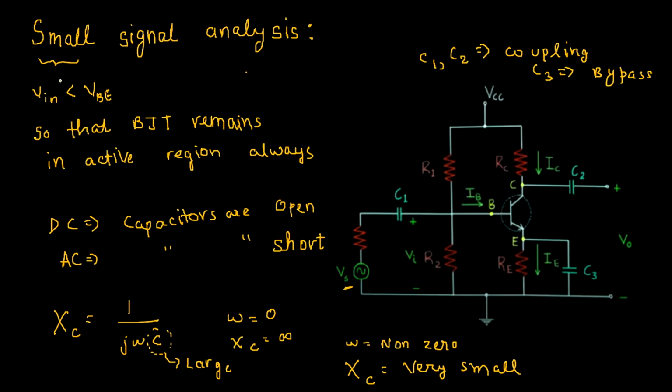The most important factor here is that we'll only be looking at small signal analysis. So your input voltage has to be lesser than VBE. The reason that we are only taking small signal is that we are going to ensure that the BJT remains in active region always. Unlike the load line that we were plotting in DC analysis where we had to ensure the Q point stays in the middle, we are already taking a very small voltage.